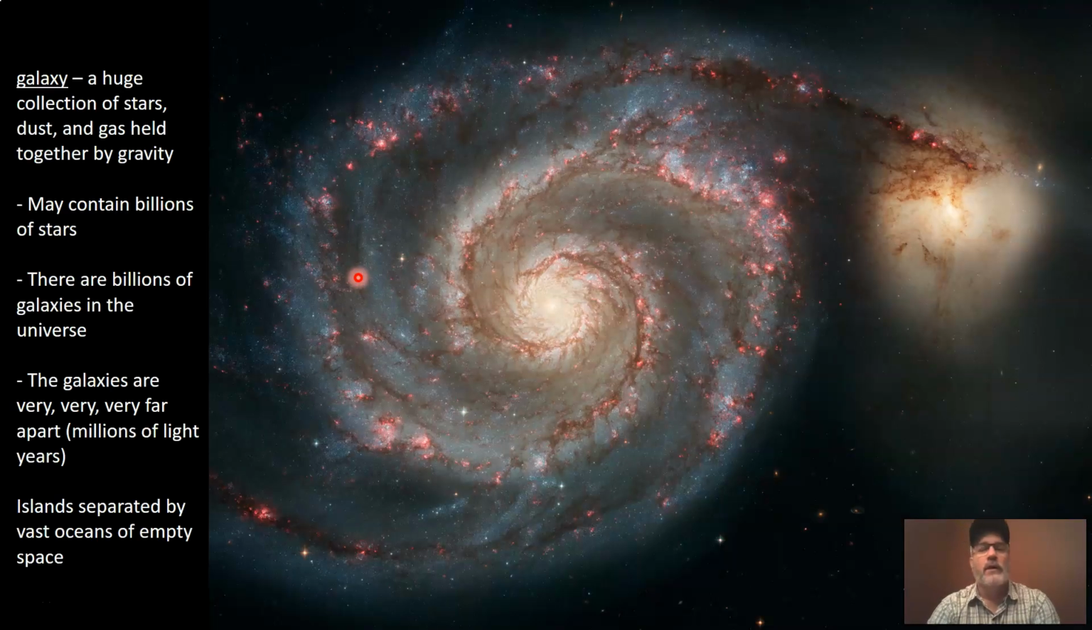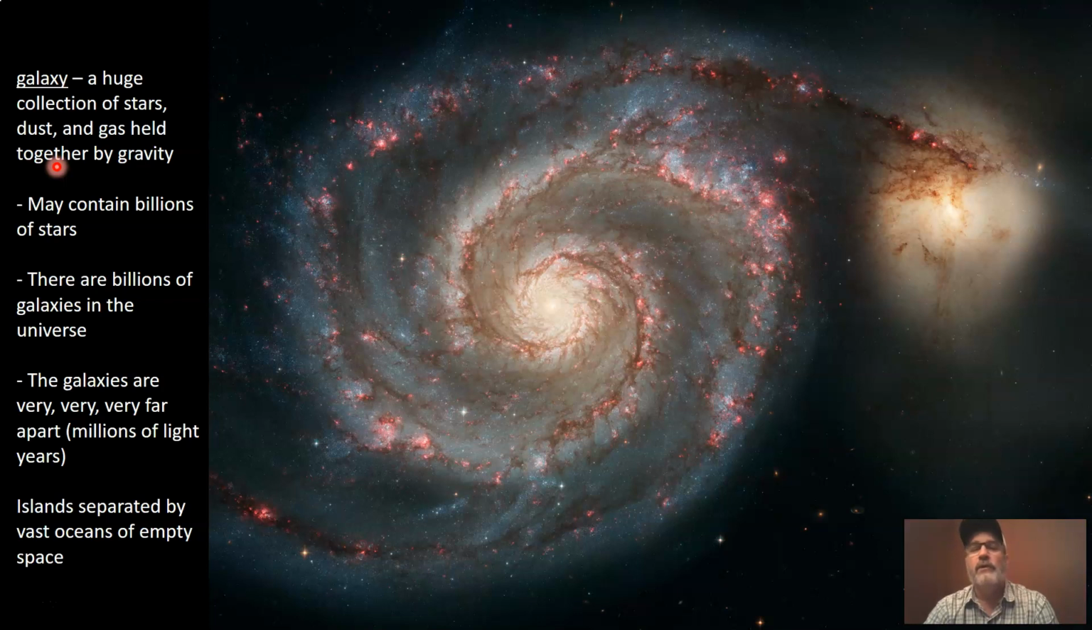First off, this is a picture of what we call the Whirlpool Galaxy. The Whirlpool Galaxy is a particular type of galaxy called a spiral galaxy, and let's see if we can tell what's inside of it, because really we define a galaxy by what's in it. In the reading yesterday, I think the definition that they use for galaxy is a huge collection of stars, dust, and gas held together by gravity. And I think that's a pretty accurate definition.